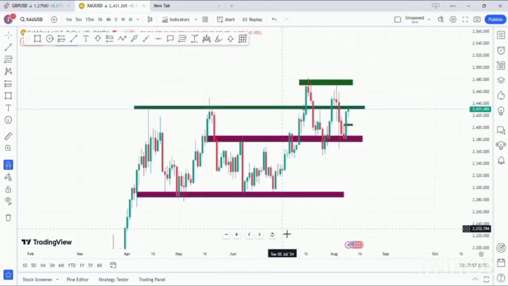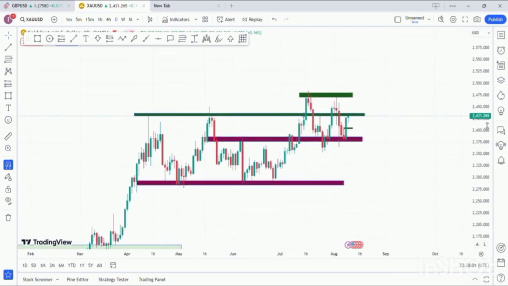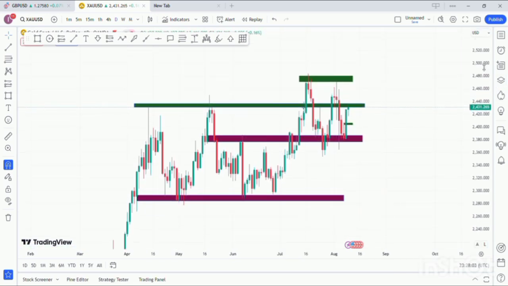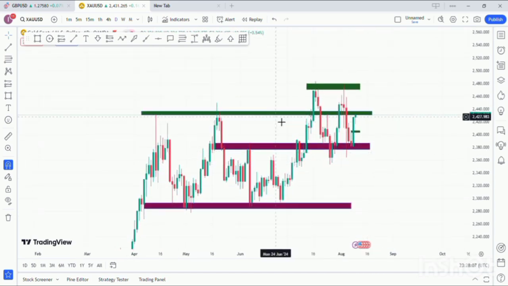Alright guys, welcome back. So this is XAU USD, as you can see on my screen on the daily time frame. So price has been ranging. Remember, this is a resistance that has been holding for a while, and this is also a support that has been holding for a while, and price has been ranging in between these two zones for a while before it broke out right here and also broke out right here again.